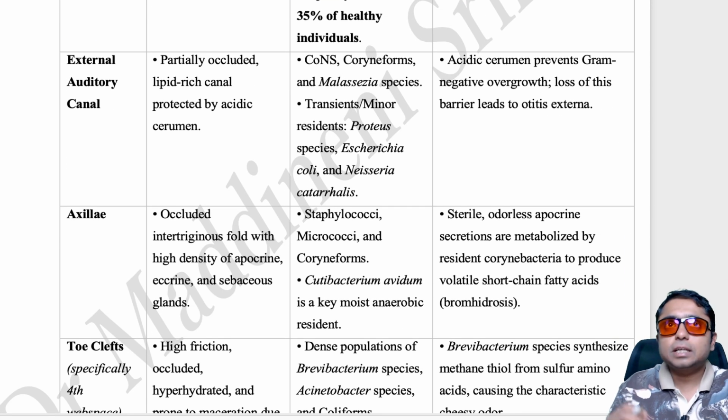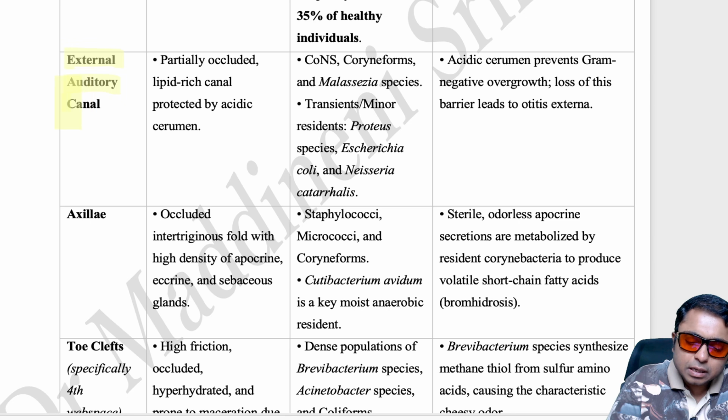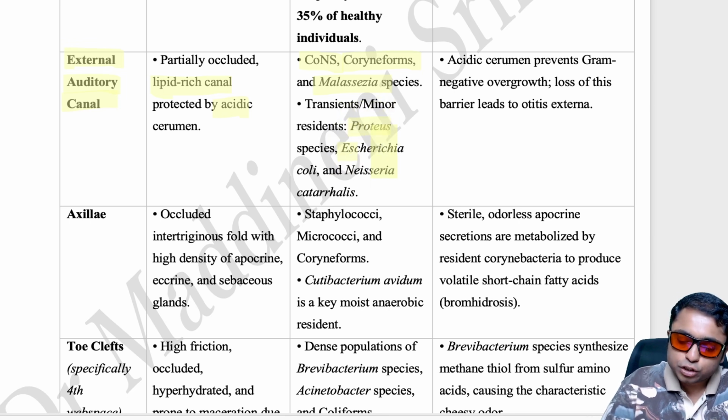Next we have this external auditory canal, which is most often occluded with the lipid rich cerumen, which is also acidic. And here we are going to have again CONS, coryneforms, Malassezia species. Transient minor residents could be Proteus species, Escherichia and Neisseria catarrhalis.